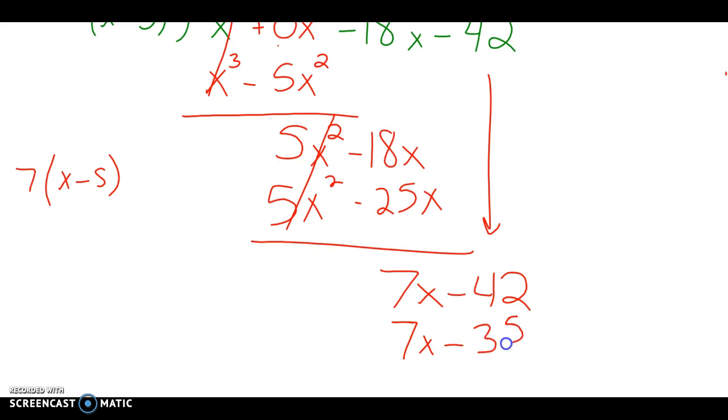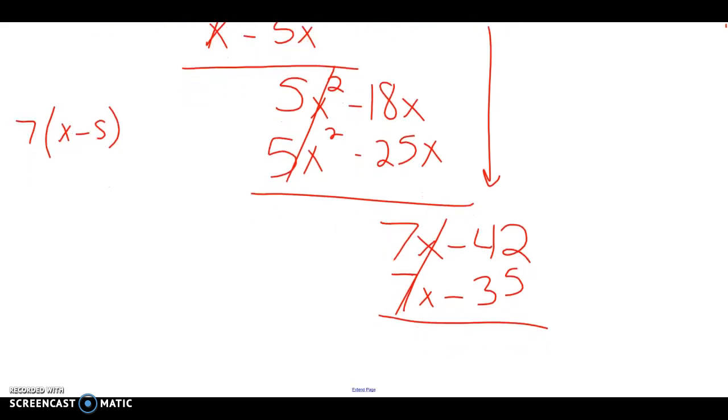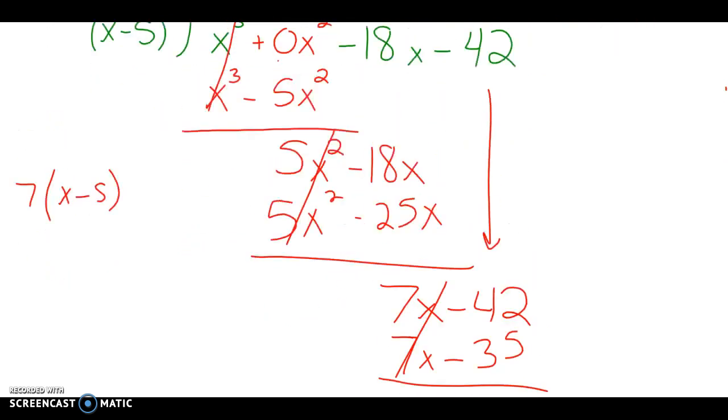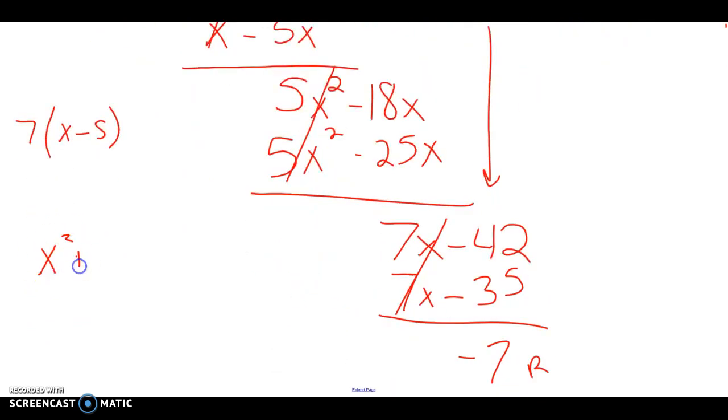Now these cancel. Now this one's going to have a remainder, so you tell me what that is. Correct. Negative 7. That's the remainder, because there's nothing else to bring down. Now, what did we do in elementary school with the remainder? You brought it over. So I'm going to write out my final answer. x squared plus 5x plus 7.